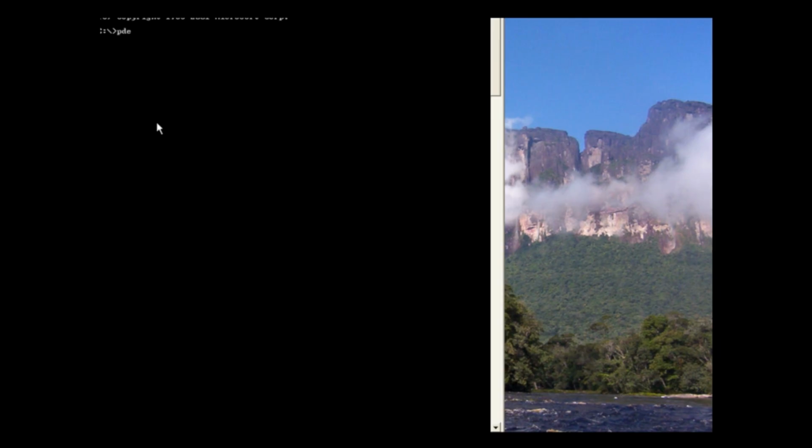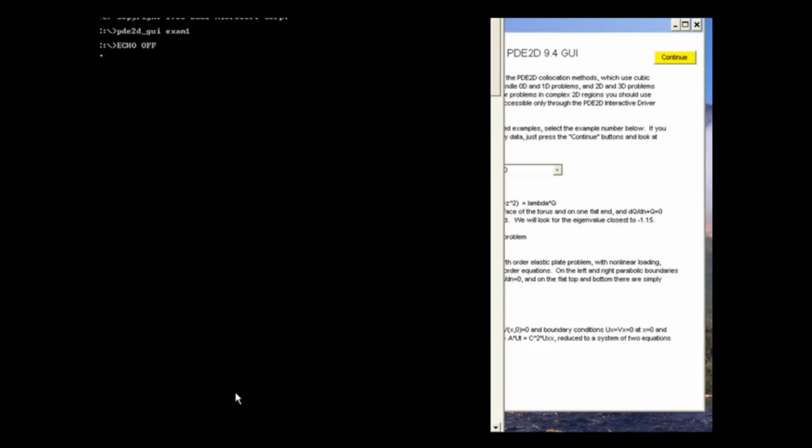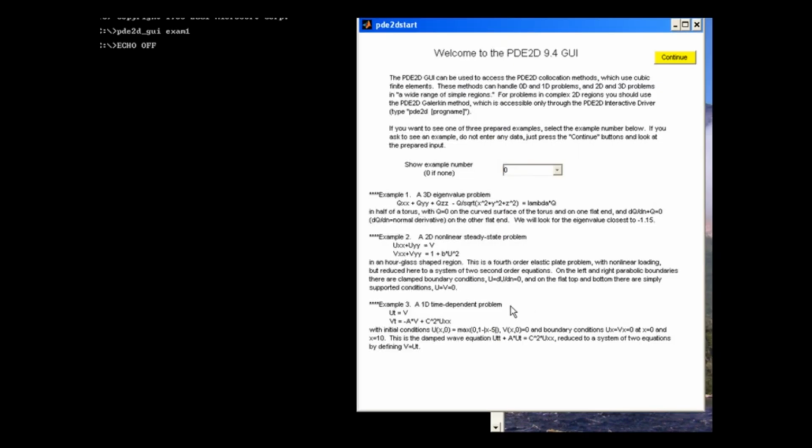To invoke the GUI, you type PDE-2D_GUI, then the name you want to give the program. With the GUI interface, you can only invoke the PDE-2D collocation methods, which means that for 2D problems, you're limited to a wide range of simple regions, also in 3D. We'll see more precisely what that means later. If you have a complicated 2D region, you'll have to use the interactive driver interface to access the Galerkin methods.